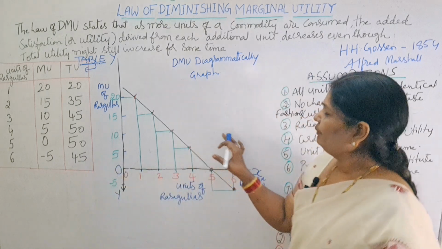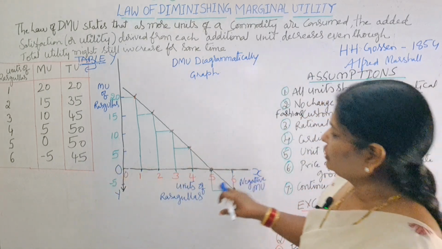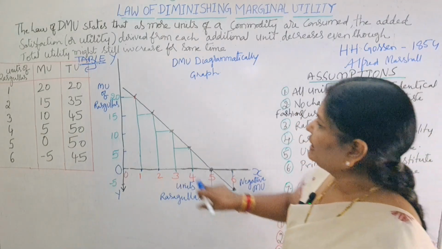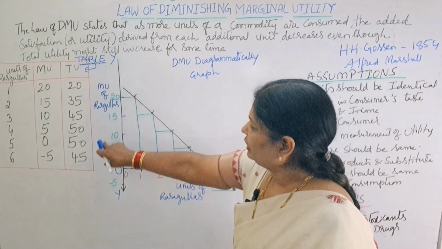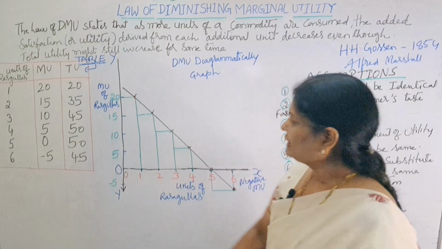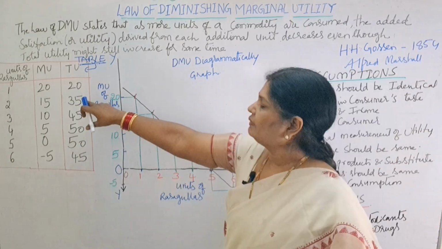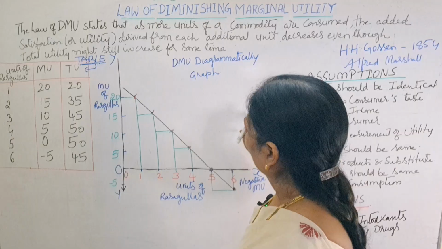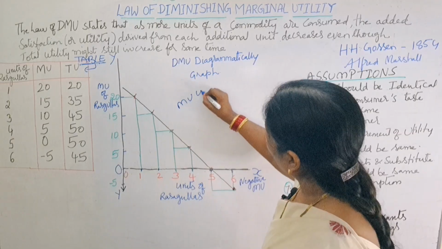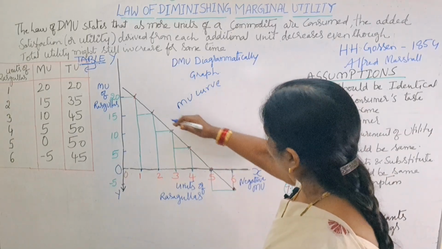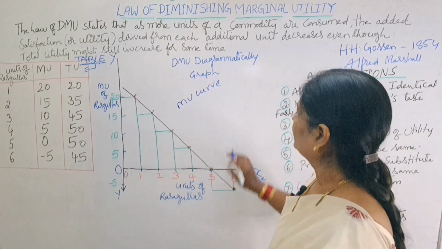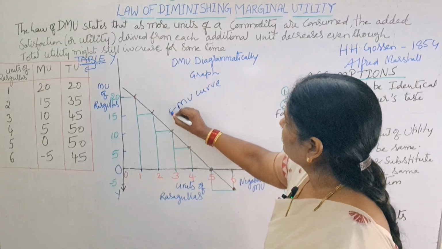Now coming to the graph, here we have shown units of rasgulla on the OX axis and marginal utility of rasgullas on the OY axis. So here we have plotted whatever values are given in the table in this particular graph, and we have observed that the MU curve is sloping downwards with every consumption of rasgulla. That's what we have observed here.